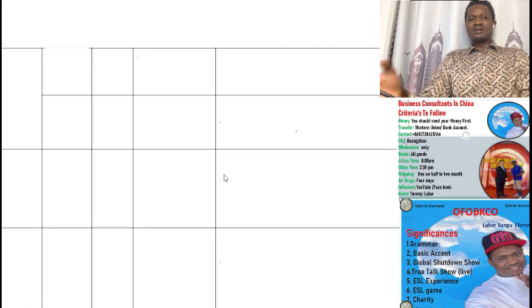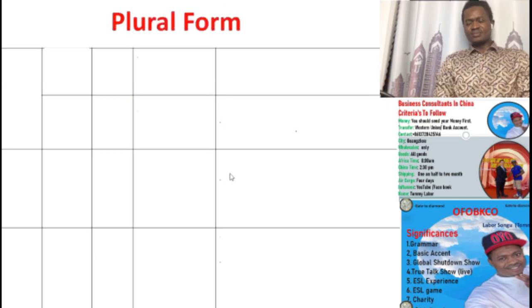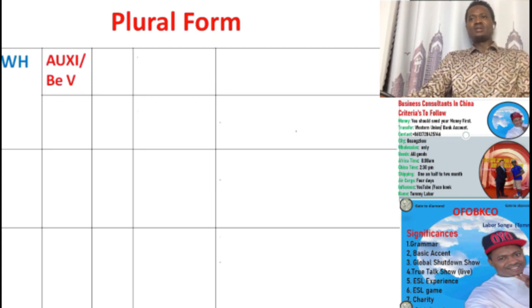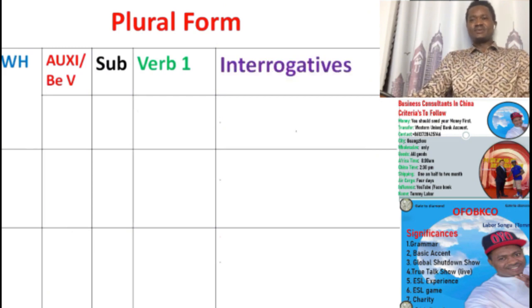Okay, guys. Let's talk about other conjugating. This is the plural form for the past simple. So here the formula is going to be what? The question word first, followed by the auxiliary verb or the be verb, followed by the subject, followed by the V1 verb, that is the base form, plus the object. But here, this is the interrogative.